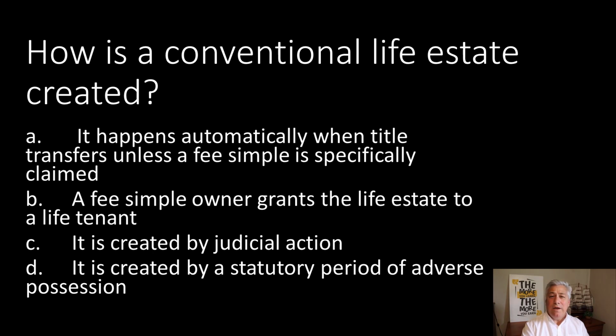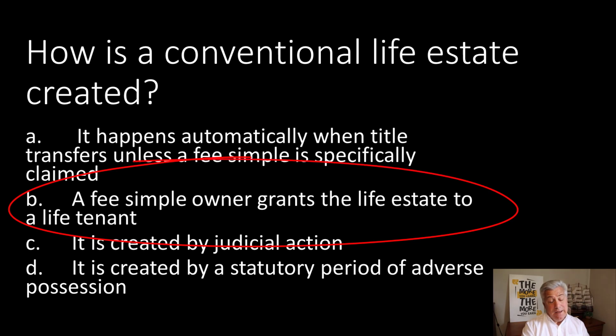Question number 1 was, how is a conventional life estate created? And the answer is B. A fee simple owner grants the life estate to a life tenant. I own land. I can grant that ownership to somebody else through a deed and state in the deed that I'm granting this ownership to them for their life. And once their life ends, that ownership would transfer back to me. That is a conventional life estate. Ownership for the duration of somebody's lifetime.